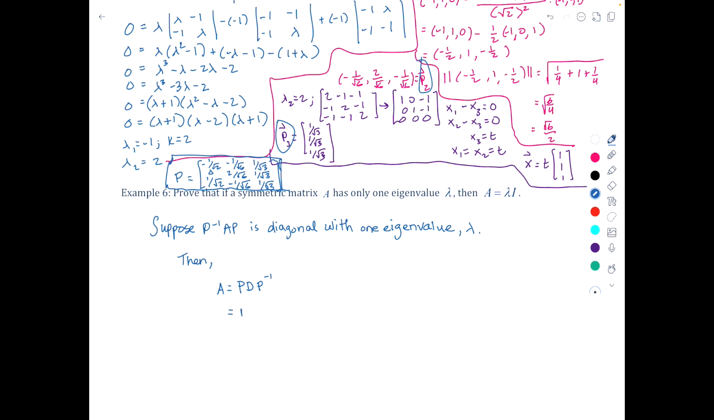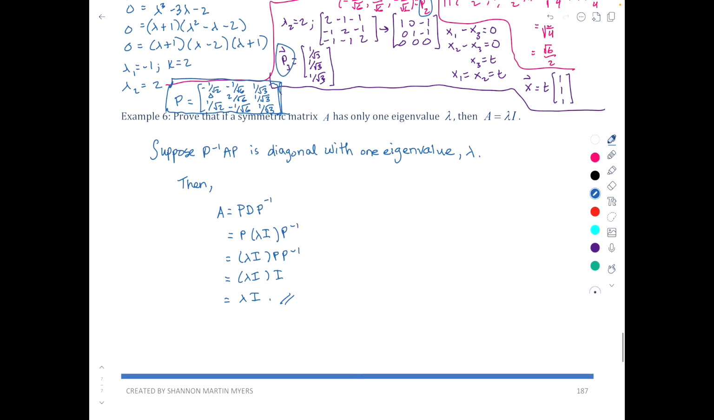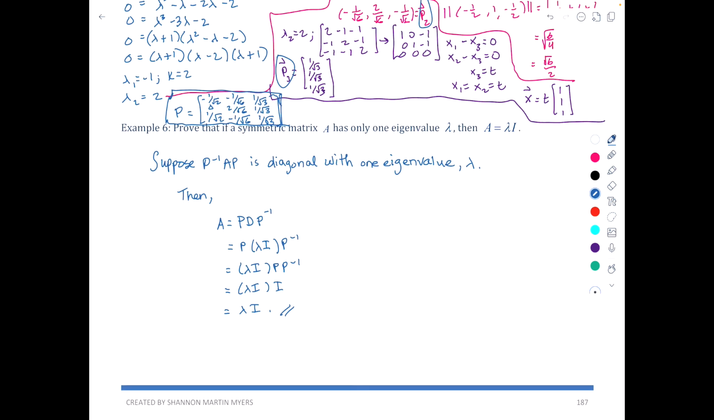which is, in the diagonal, P will have lambda I times P inverse, which is lambda I times P inverse, which is lambda I times I, which is lambda I. We're done. Groovy?